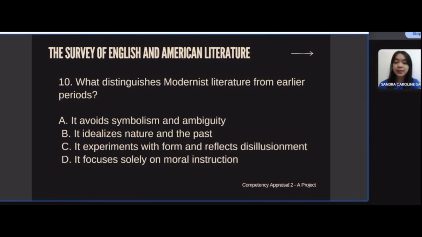The correct answer is letter C. It experiments with form and reflects disillusionment. Modernism in the early 20th century breaks traditional forms, reflects alienation, and explores subjectivity. Letter A is incorrect. Modernism embraces ambiguity. Letter B is romanticism. And letter D fits Victorian literature better.